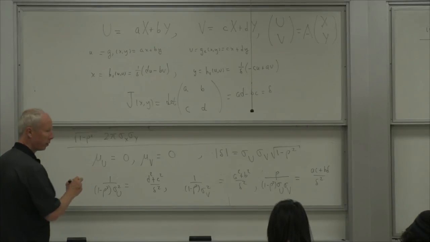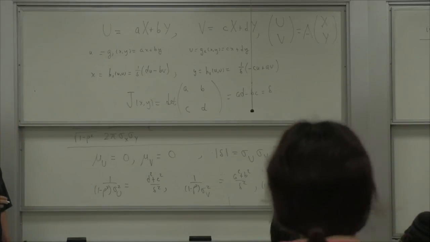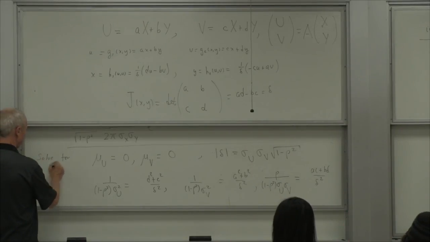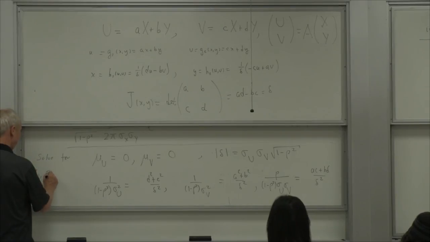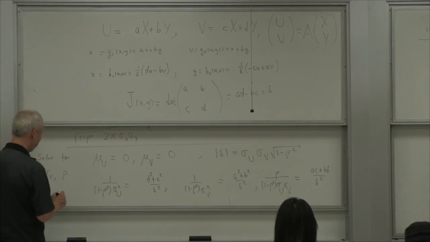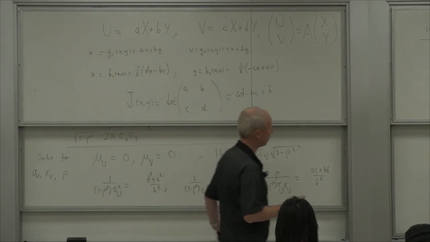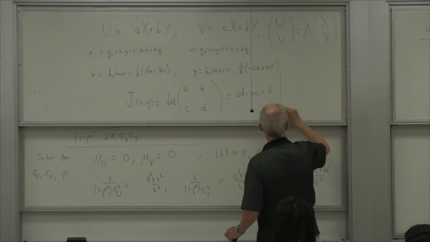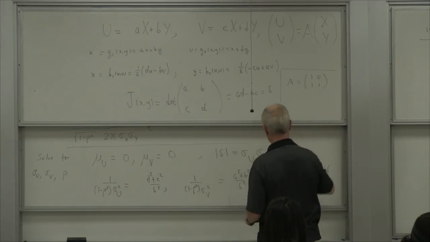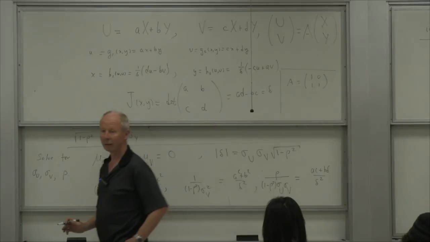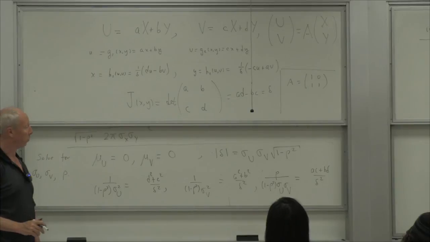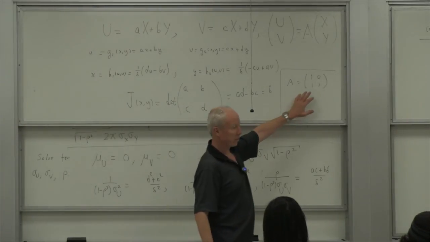Which I will refrain from doing. Okay. You can solve for sigma u, sigma v. In the book, they do the example where A is a special matrix, and in that case, it would be very easy to solve these equations. So check the book for the example where A is this.